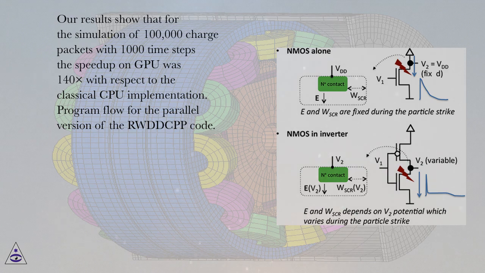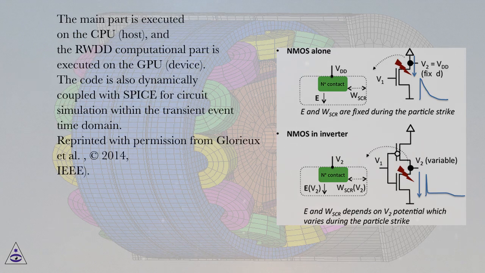Program flow for the parallel version of the RWDD C++ code. The main part is executed on the CPU, host, and the RWDD computational part is executed on the GPU, device. The code is also dynamically coupled with SPICE for circuit simulation within the transient event time domain. Reprinted with permission from Glorieux et al., copyright 2014, IEEE.